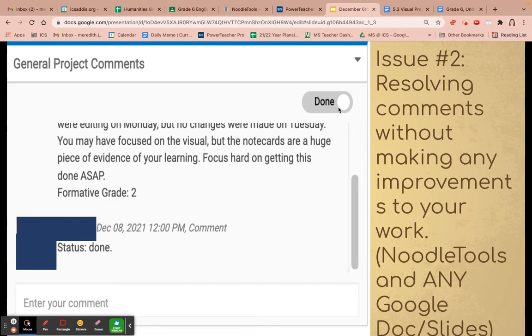So, your goal here is not to just mark done. Your goal is to actually go into your note cards and make improvements. Okay? So, open up Noodle Tools and any of your other work for this summative, a visual, if you've shared it with me and I've happened to be able to have already made comments, and go and actually make changes to improve your work. And then you can resolve the comment and even comment back and say, "Thank you, Miss Jones. I have made the changes you requested." Go and do that now.